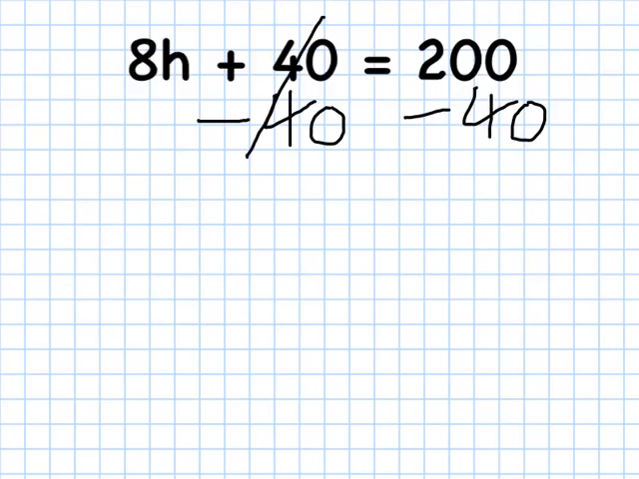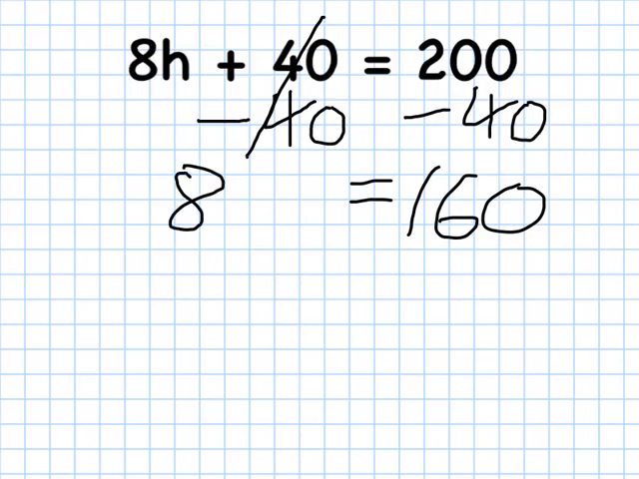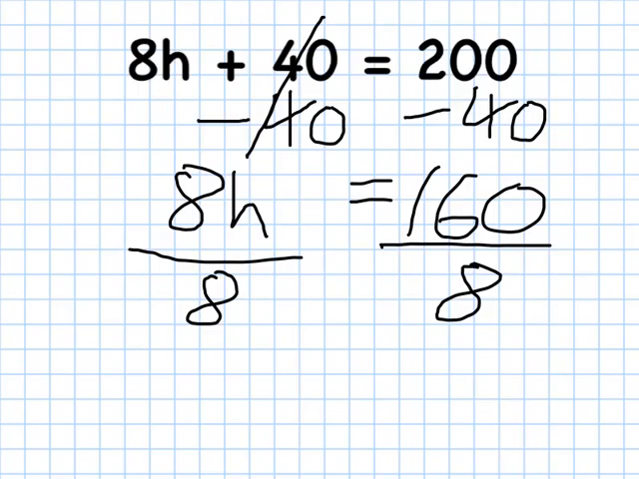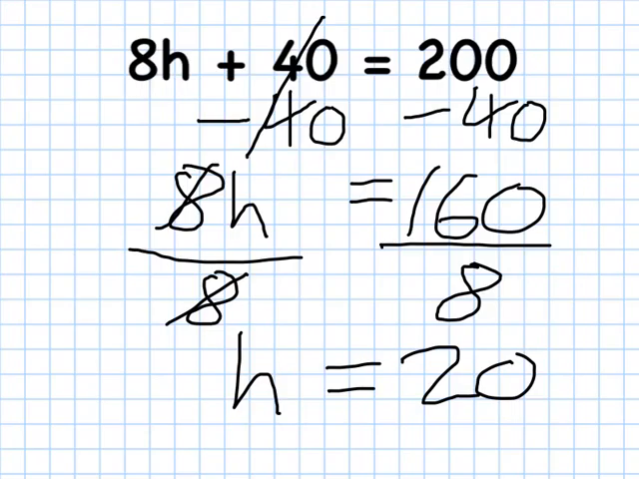And we do the same thing to the other side. 200 minus 40 is 160. Everything else stays the same. They're still equal. Now we just have 8 times h. Now we have to undo the multiplication, and the inverse, or opposite, of multiplication is division. So we're going to divide both sides by 8. These cancel out and make that a 1h, because we want to find what h is. And on the other side, 160 divided by 8 is not too hard, it's 20. So h then is equal to 20.